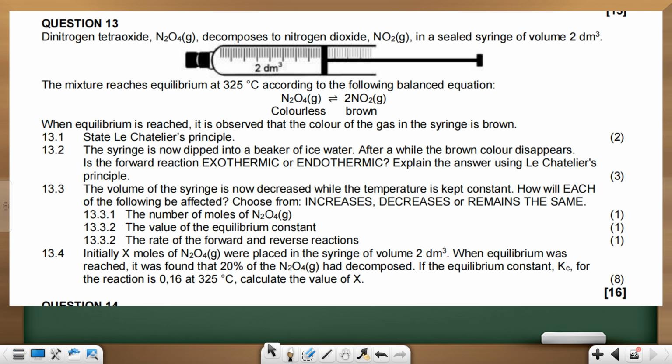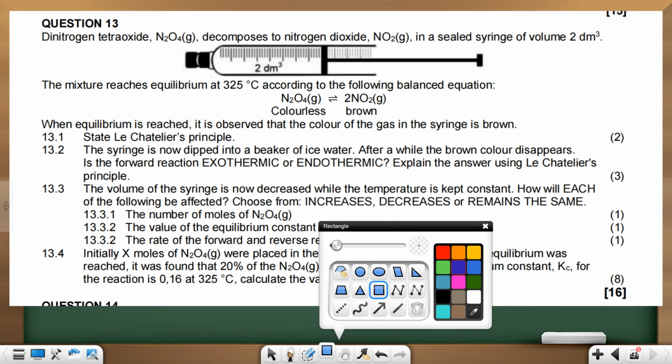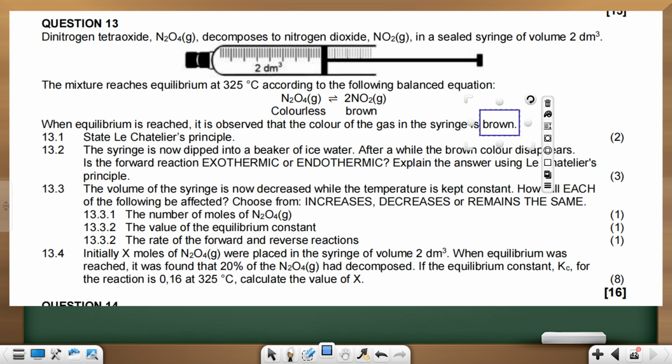All right, they've given us colors. N2O4 and 2NO2: colorless and brown. When equilibrium is reached, it is observed that the color of the gas is brown. That's telling us that more products are formed. Make sense? Because it's brown. All right, Le Chatelier's principle. The syringe is now dipped into a beaker of ice water.